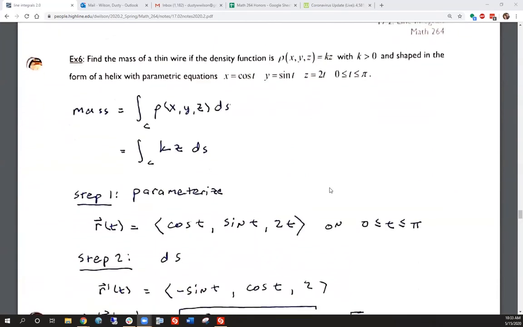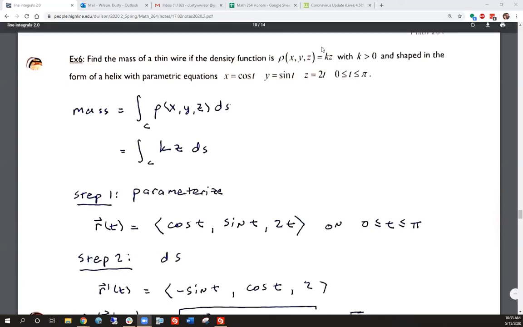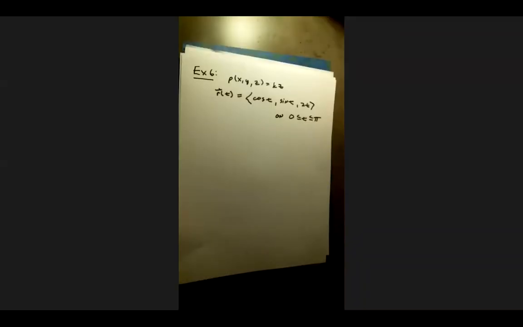All right, let's work example 6 together on the choppy old duck cam. The question here is that we want to find the mass of a thin wire if the density is given by rho of xyz equals kz, and it's shaped in the form of a helix with the parametric equation x equals cosine t, y equals sine t, z equals 2t. All right. And so we're looking for a mass.